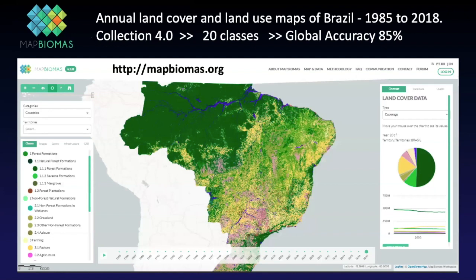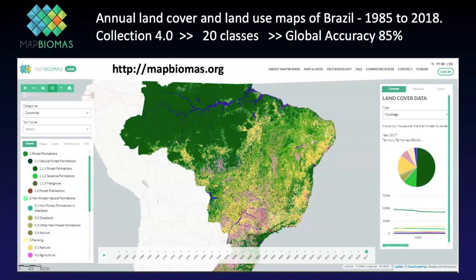By the way, the global accuracy now is about 85%. There is all the information on the accuracies for each of the classes, for each of the years, and you can get the whole picture. Obviously, it's not the same accuracy for all the classes and all the years, but that's the general picture.